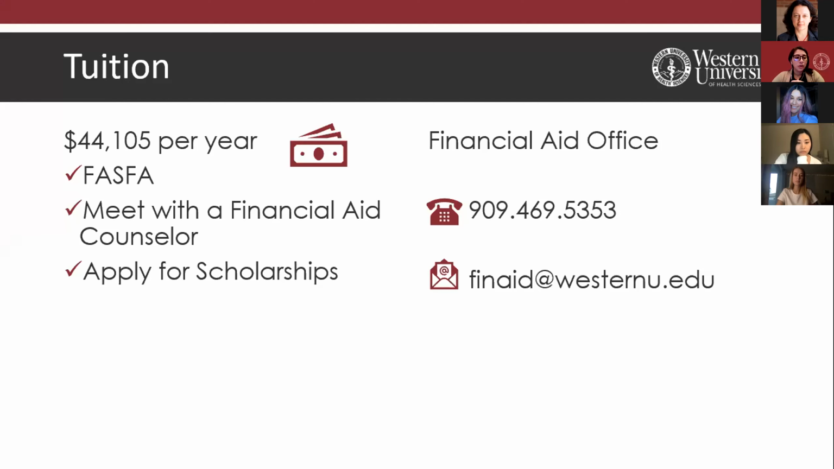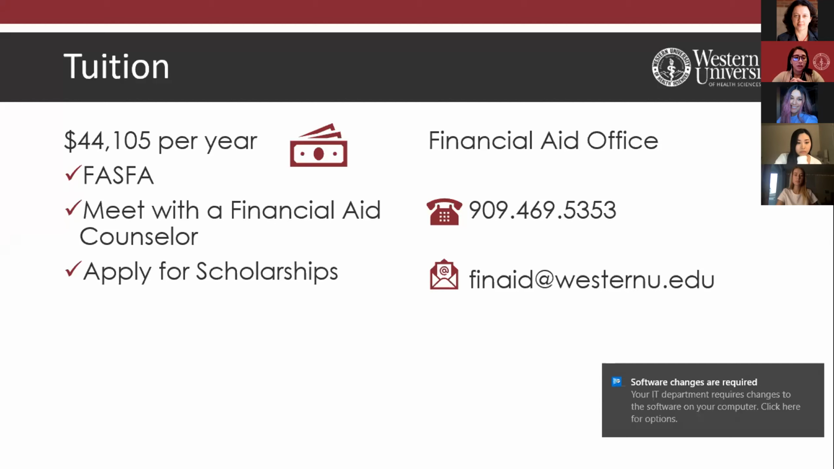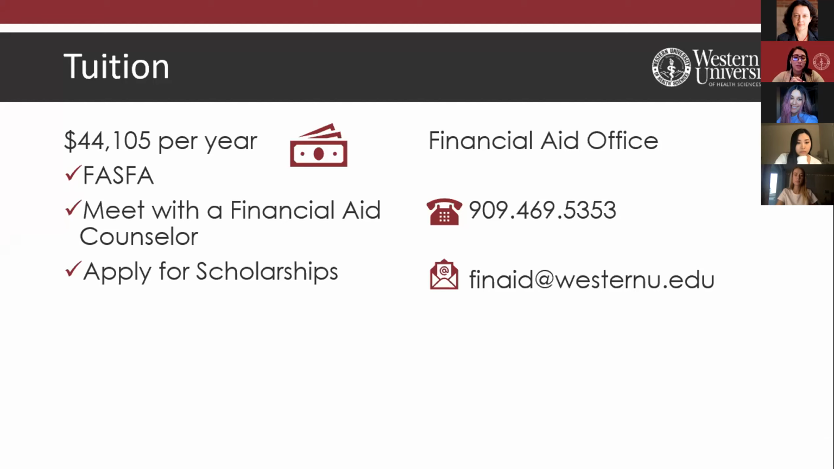All right, so tuition is $44,100 per year. Definitely go through the financial aid office. If you meet with a counselor, they'd be happy to discuss how to apply, when to apply for FAFSA, or for additional loans or scholarships. They're available at finaid@westernu.com or westernu.edu, or by phone. I know we are all off campus right now, but I'm sure that they would be happy to speak with you over the phone.